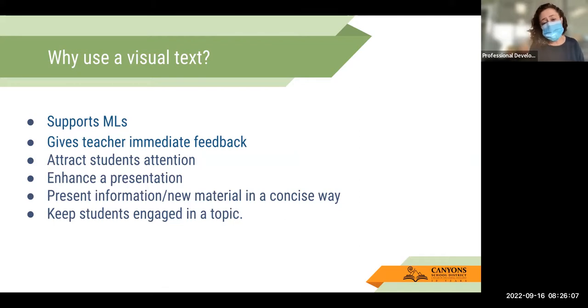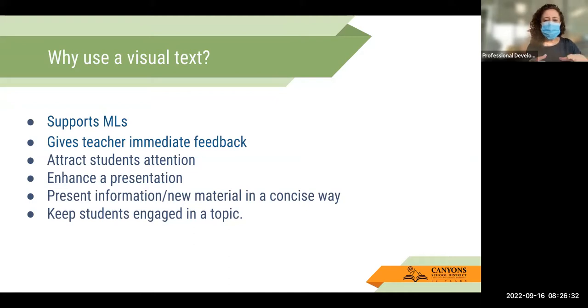It attracts students' attention because it's always better to look at a picture with different colors than looking at a text. It enhances the presentation, and it presents the information and the new material in a concise way. And it keeps students engaged in a topic.